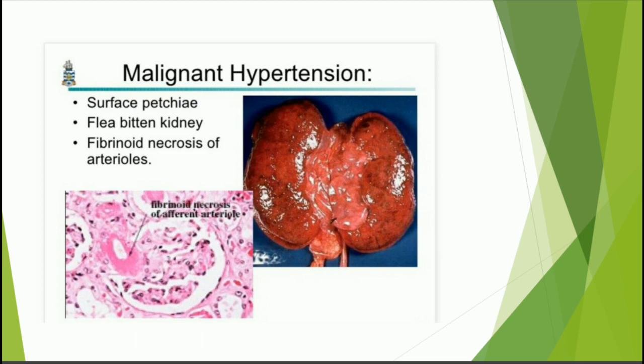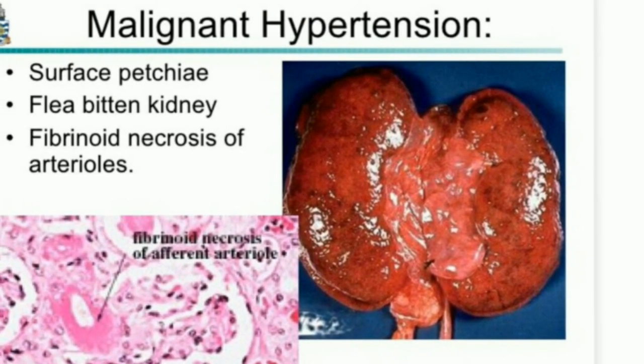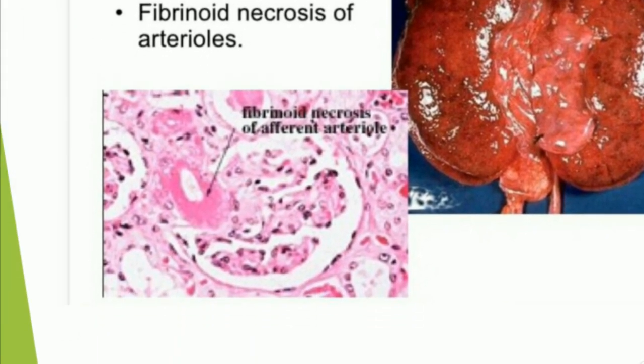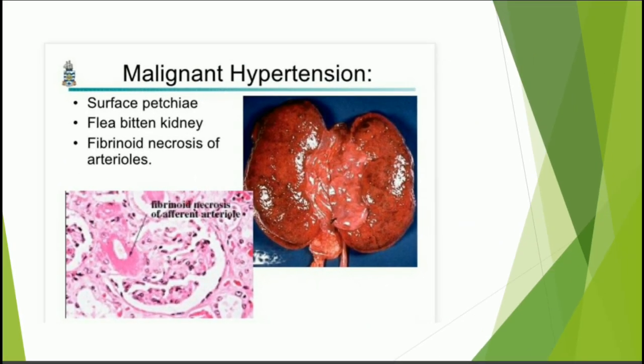Here the malignant hypertension of the kidneys has shown the kidney damage. The kidney surface has petechiae, also known as flea-bitten kidney, and the fibrinoid necrosis of afferent arterioles is shown.